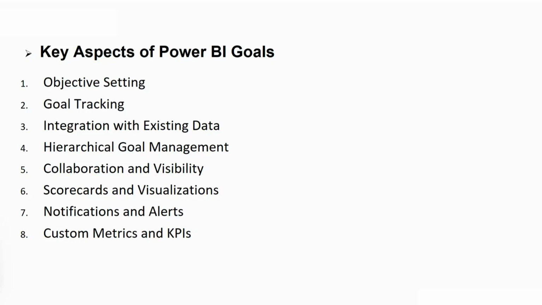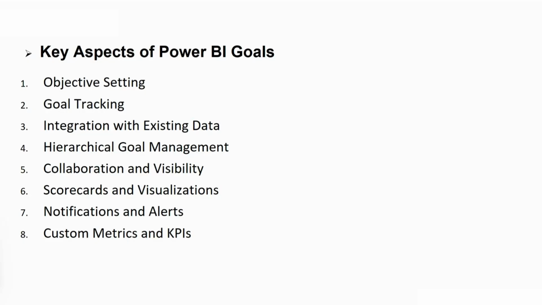Next can be improving operational efficiency, where a manufacturing company could set goals related to reducing production downtime. By integrating Power BI Goals with production data, the company can monitor the effectiveness of the initiatives aimed at improving the operational efficiency.